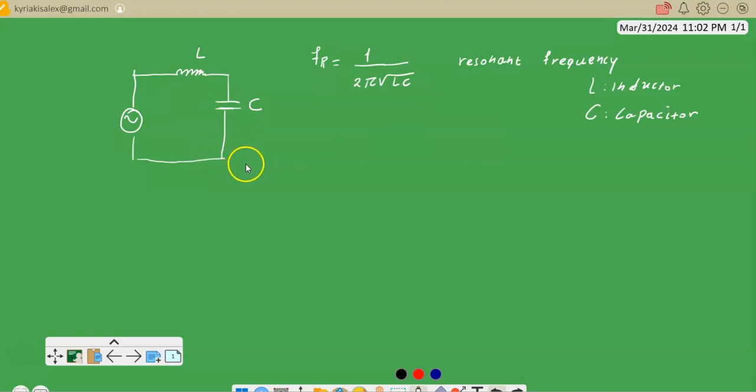And we use basic relationships from electrodynamics. The current that flows into the capacitor is given by the product of the capacitance times the derivative of the voltage of the capacitor with respect to time. Now, because we are talking about impedance, we take the Fourier transform of these quantities here.